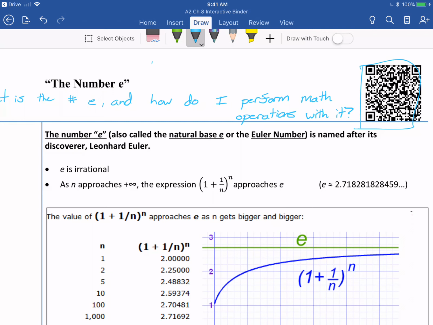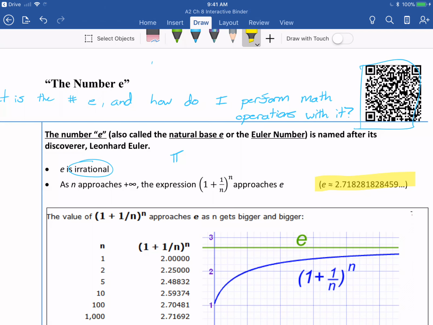Yes, it is a letter, but in math it's also a number, and it's a lot like pi. Pi is an irrational number, and e is an irrational number. e is a number that goes on and on forever, and it's 2.718281828459, and going on forever. I'm sure there are people out there that can name this to the thousandth decimal, but today we're just focused on e as a number.